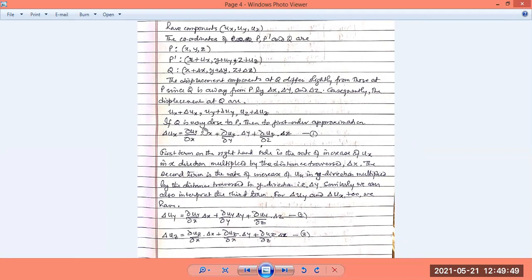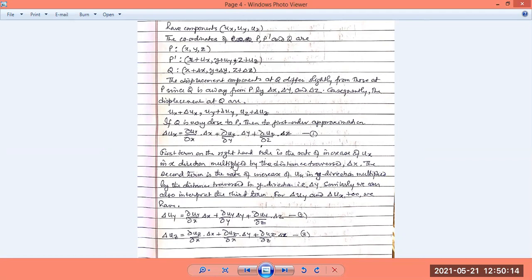How will you get the delta value of Q? In the first order approximation, delta ux will be the rate of change of ux along the x direction multiplied by the original change delta x, plus the rate of change of ux in the y direction multiplied by the original delta y, and the rate of change of ux in the z direction multiplied by the original position delta z.